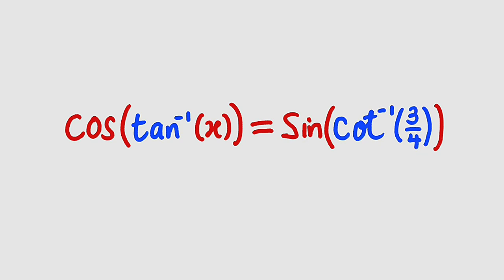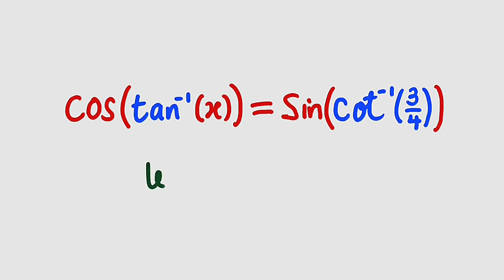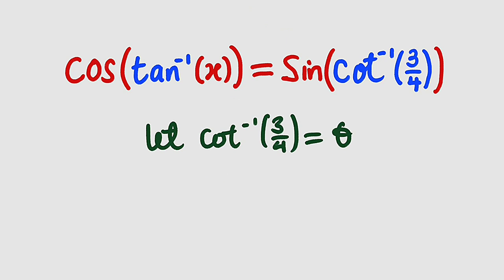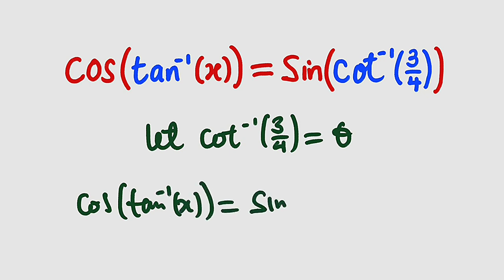Alright, let's get started. I would like to simplify the right hand side first by substitution. Let the whole of cotangent inverse of 3 divided by 4 be equal to theta. If the whole of this is equal to theta, we can rewrite the equation as cosine of tangent inverse of x equal to sine of theta. So now we would like to find what sine of theta is.